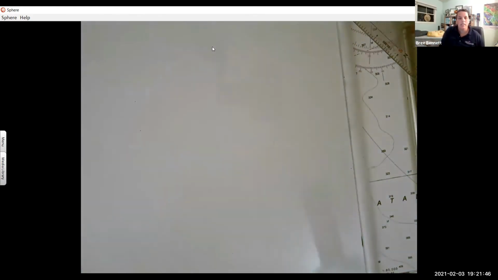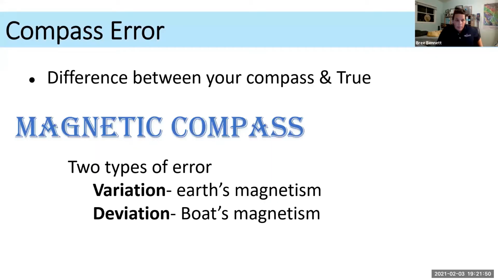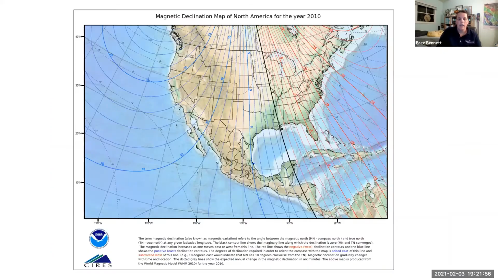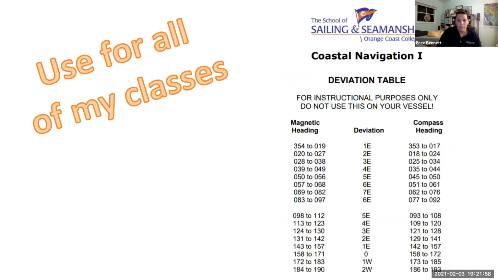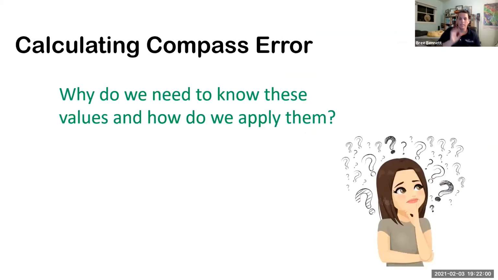Okay, let's go back to this. Okay, so we have our compass error, variation and deviation. Deviation is from the boat, variation is from the world. Now, how do we apply these? How do we calculate it? And why do we need to know them?